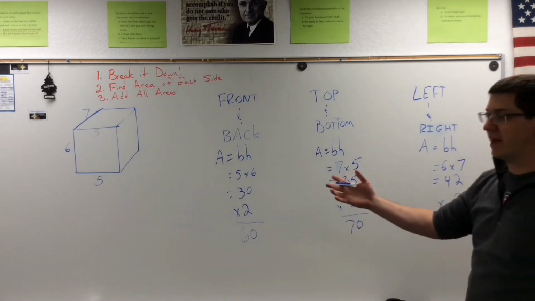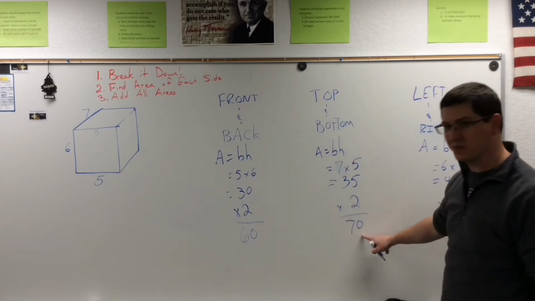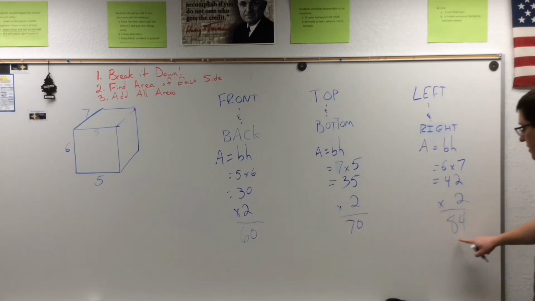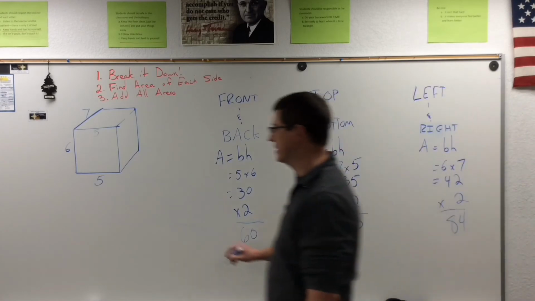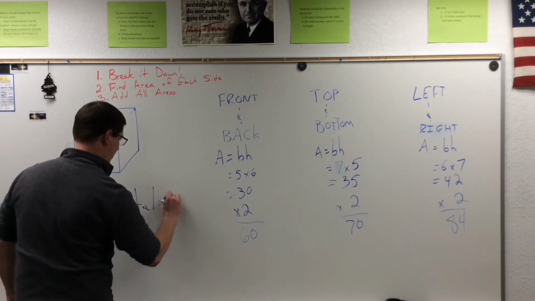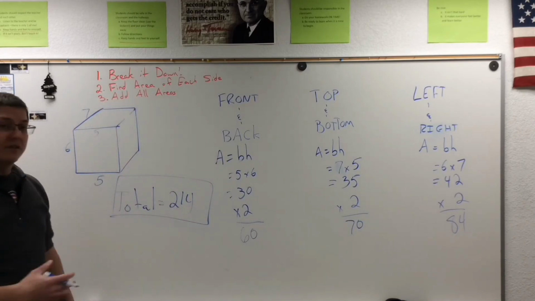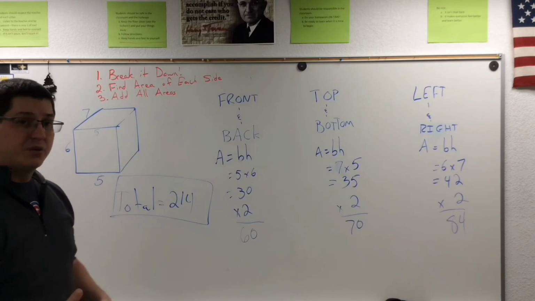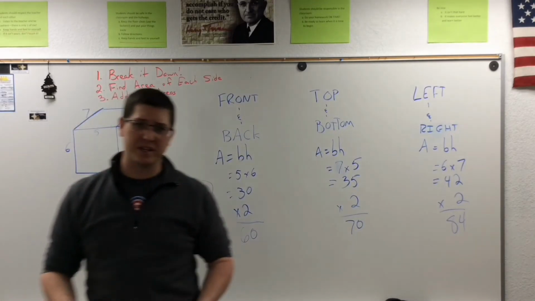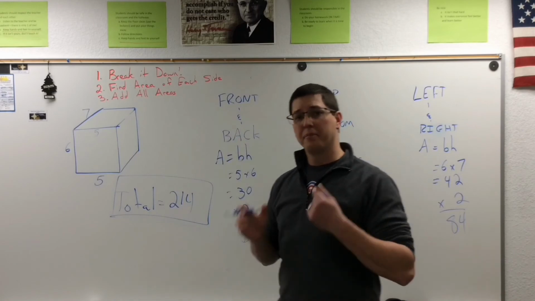We're on the last one. Add them all. That's easy. 60 plus 70 is 130. 130 plus 84 should be 214. So our answer would be 214 units squared, whatever the units are that we had chosen. Maybe inches, feet, doesn't matter.